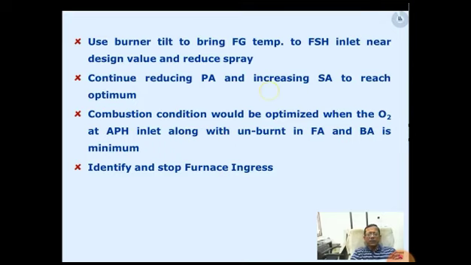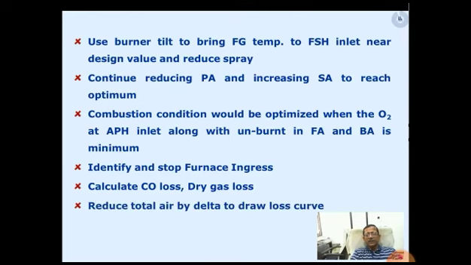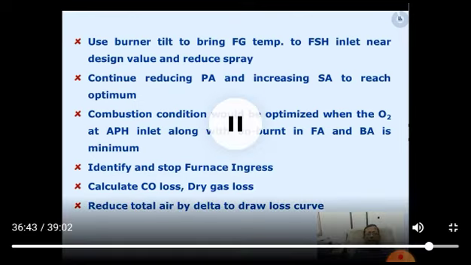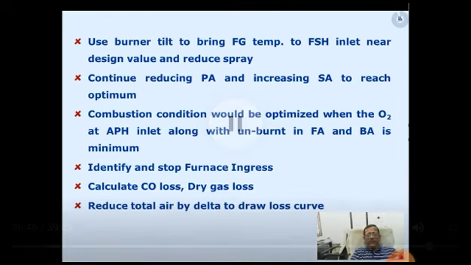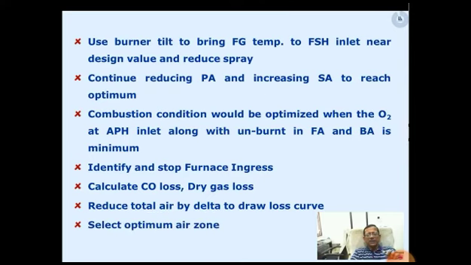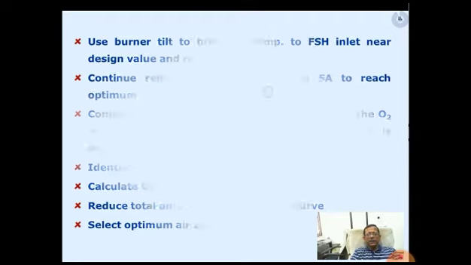Once it is done, now we calculate two losses. One is the incomplete combustion loss, that is the CO loss. I am going to show you how to measure the CO loss when I discuss the performance. And we also measure the sensible heat loss through dry gas, right? And we create a curve for these two losses to see where the optimized condition is located, right? And we select an optimum air zone. Now I'll show you how it can be done.